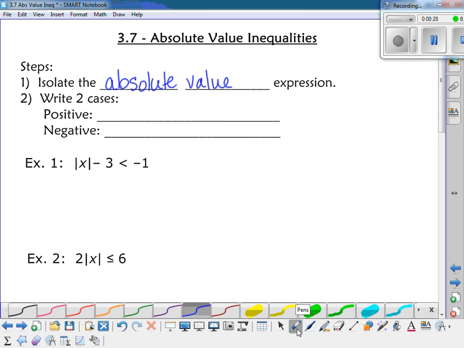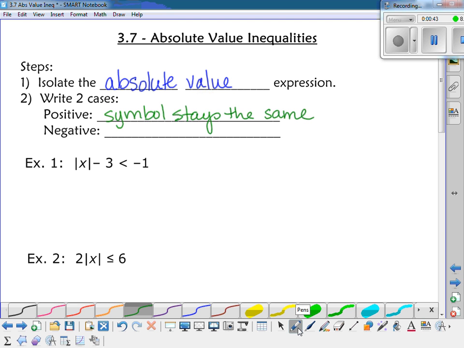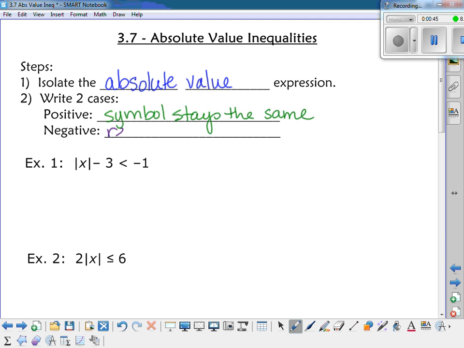When you have the positive case, nothing happens to the symbol. It stays the same. But for your negative case, you have to reverse the symbol. So kind of like when you divided by negatives, you have to reverse the symbol. In other words, flip it over.